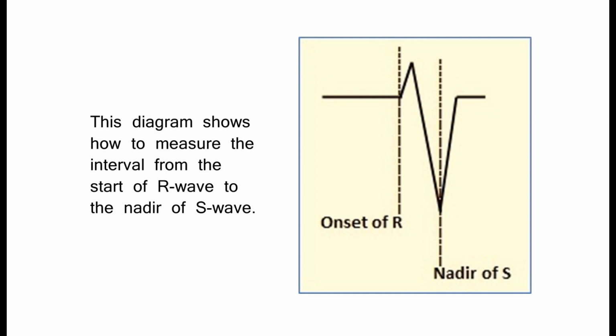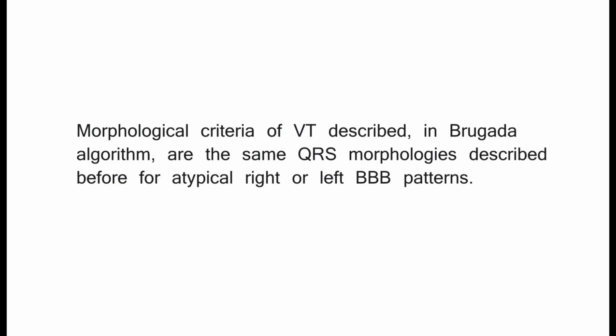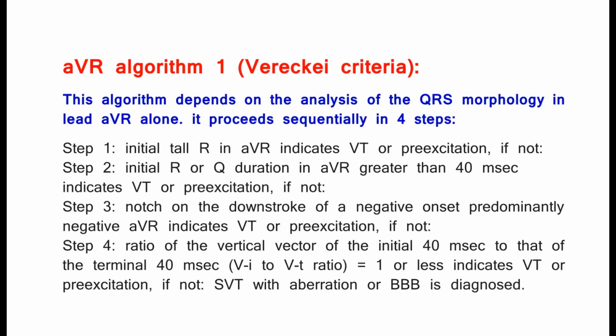This diagram shows how to measure the interval from the start of R wave to the nadir of S wave. Morphological criteria of VT described in the Brugada algorithm are the same QRS morphologies described before for atypical right or left BBB patterns.